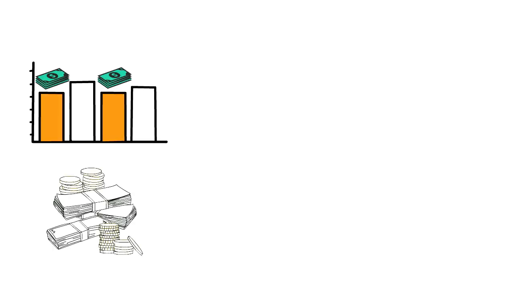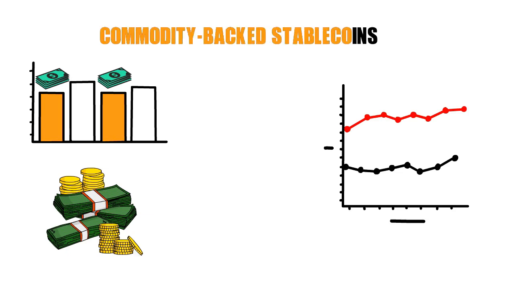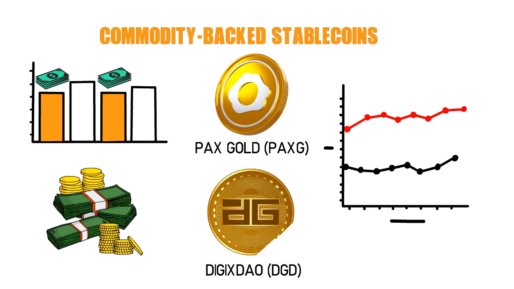One benefit of commodity-backed stablecoins is that they provide a stable store of value that is not subject to the same inflationary pressures as fiat currencies. However, they can also be more volatile than fiat-backed stablecoins because the price of the underlying commodity can fluctuate significantly. Examples of commodity-backed stablecoins include Pax Gold, PAXG, and Digix DAO, or DGD.